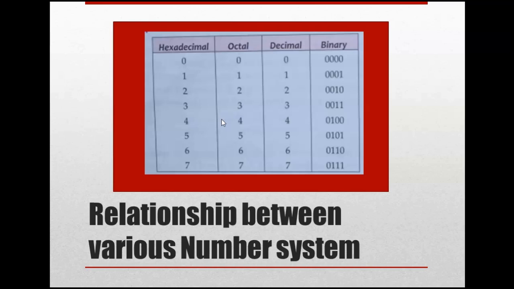And then the final one is the hexadecimal number system, in which we are using a total of 16 symbols. 10 are the numbers from 0 to 9, and then we have A to F, 6 characters. In total, 16 symbols we are using to represent the hexadecimal number system.